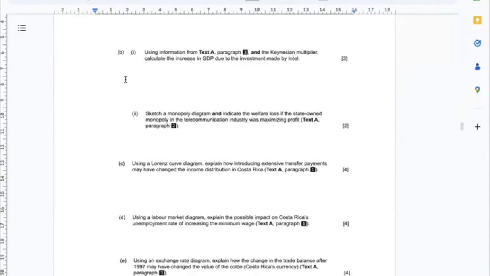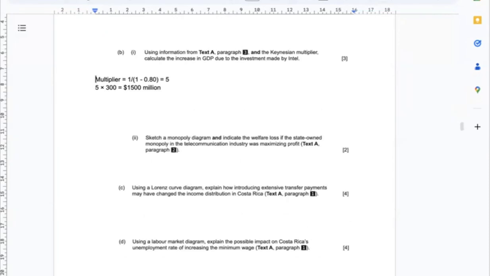B1, using information from text A, paragraph 3, and the Keynesian multiplier, calculate the increase in GDP due to the investment made by Intel. The text says the MPC is 0.8, so I can use the value to get the multiplier, which is 5. And then I multiply the value with the investment that Intel put, which is $300 million. Therefore, the answer is going to be this one.